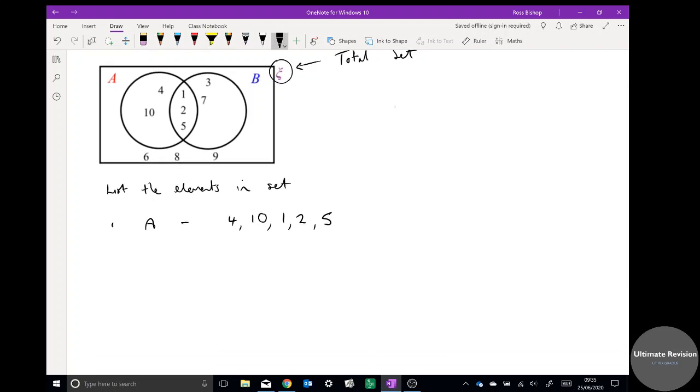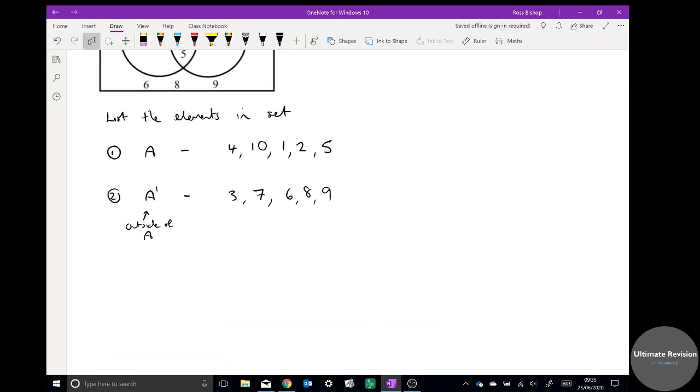It might ask you to list the elements in A dash or A complement. This is everything outside of A. The dash means outside, so it's everything outside of A. So 3 is outside of A, 7, and then we've got the ones on the outside. Okay, that's what the dash means.